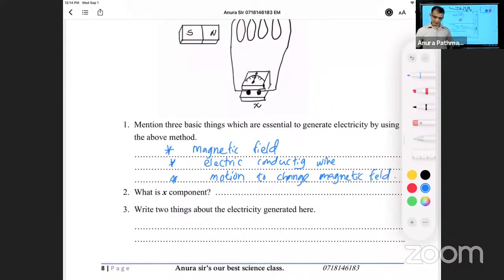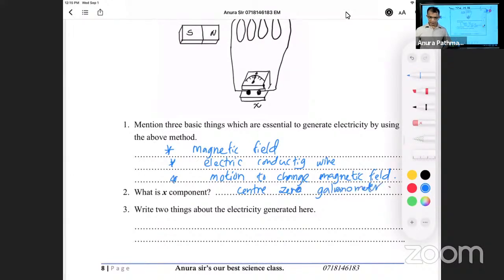Magnetic field. Motion to change the magnetic field. What is X component? Galvanometer. Center zero galvanometer. It is a center zero galvanometer.